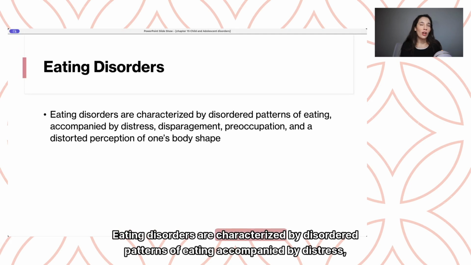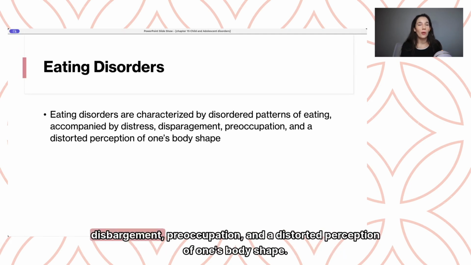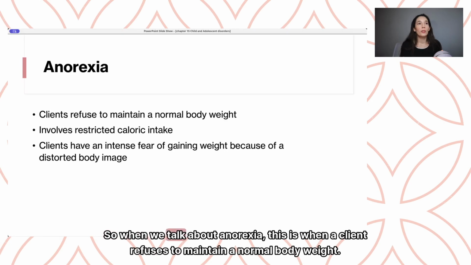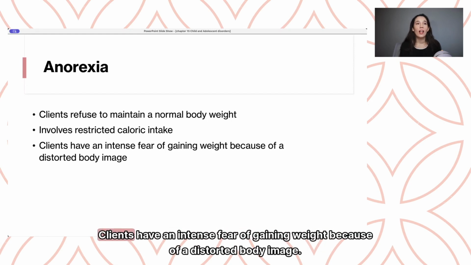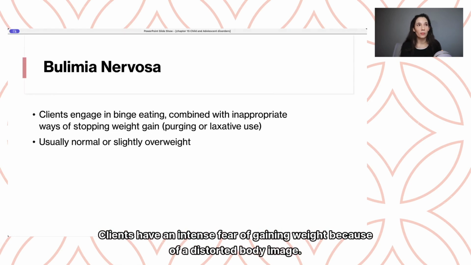Eating disorders are characterized by disordered patterns of eating accompanied by distress, disparagement, preoccupation, and a distorted perception of one's body shape. So when we talk about anorexia, this is when a client refuses to maintain a normal body weight. It involves restricted caloric intake. Clients have an intense fear of gaining weight because of a distorted body image.